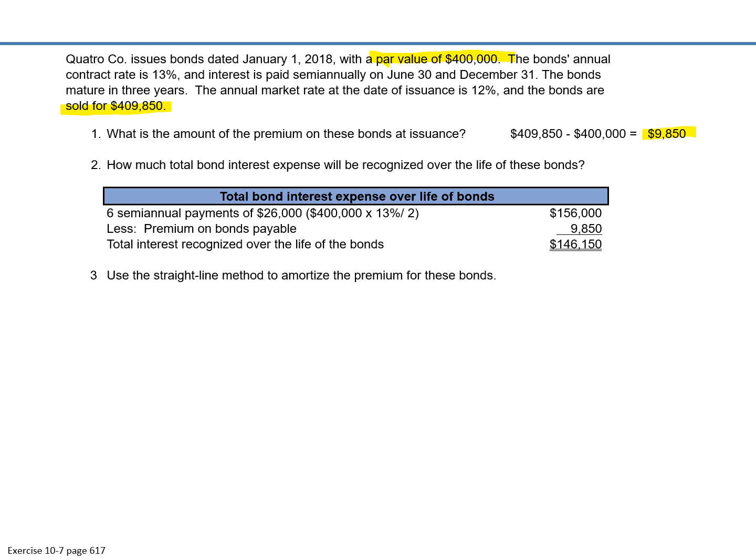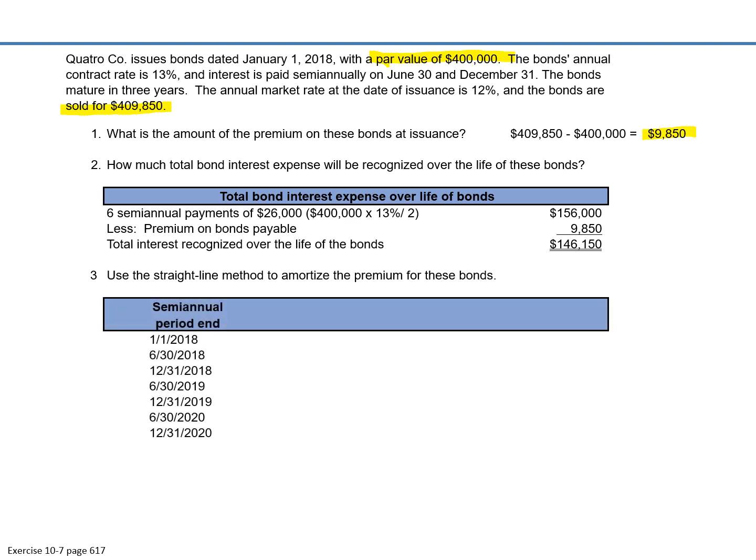Using the straight line method to amortize the premium for these bonds, let's set up our table. So we have the issuance, right? Our unamortized premium at issuance is this $9,850. Our carrying value is the $409,850 that it issued at, right?